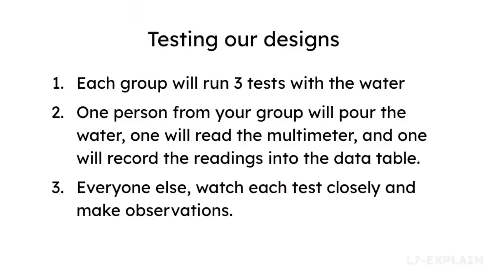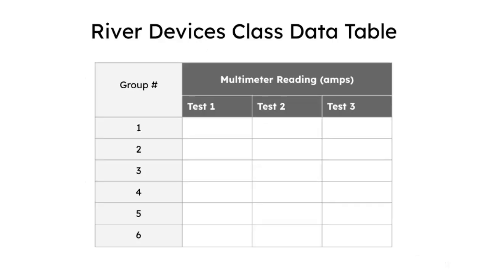For the Explain portion, engineering teams will begin testing their designs. You'll show them the setup and explain how each group will attach their device to the base, which is attached to the electrical wires and a multimeter. Explain how the multimeter measures how much electricity the device is producing. You'll then display the river device's class data table and explain that they will add the class data into the table.